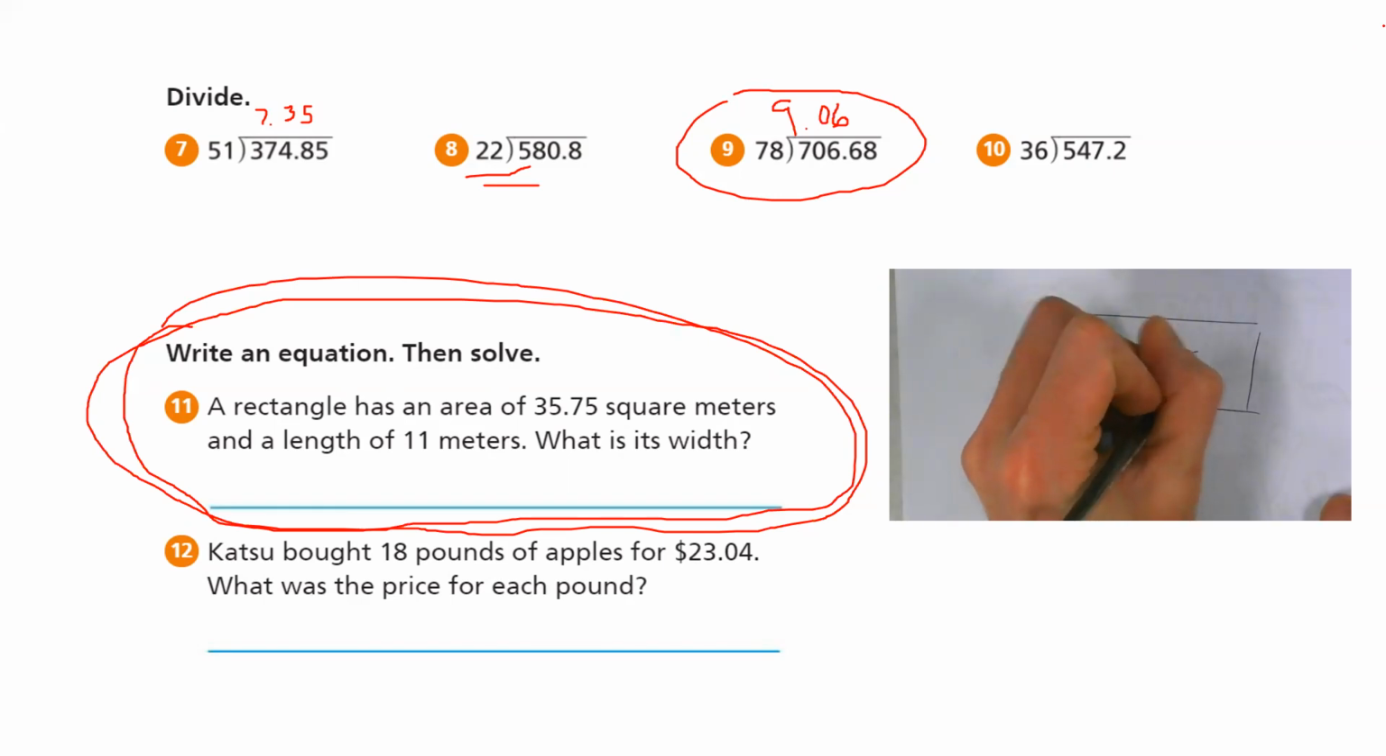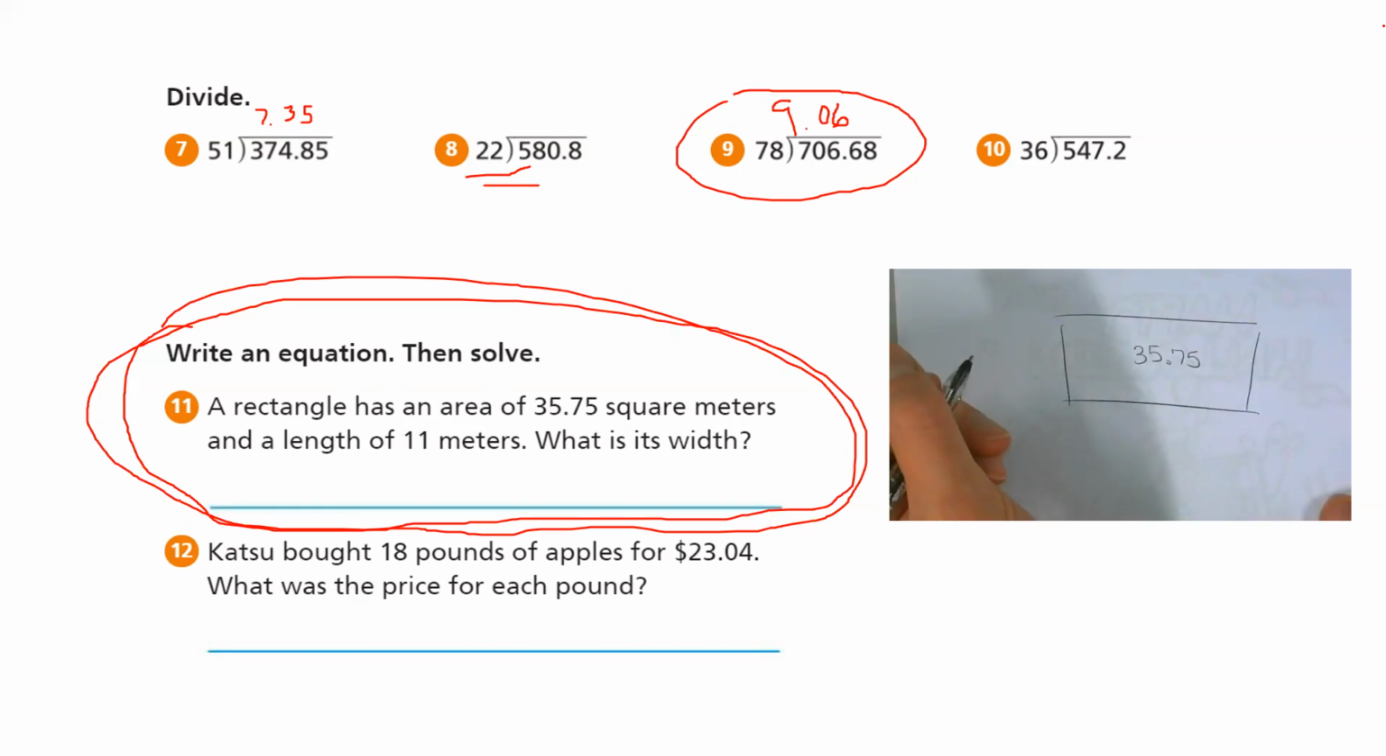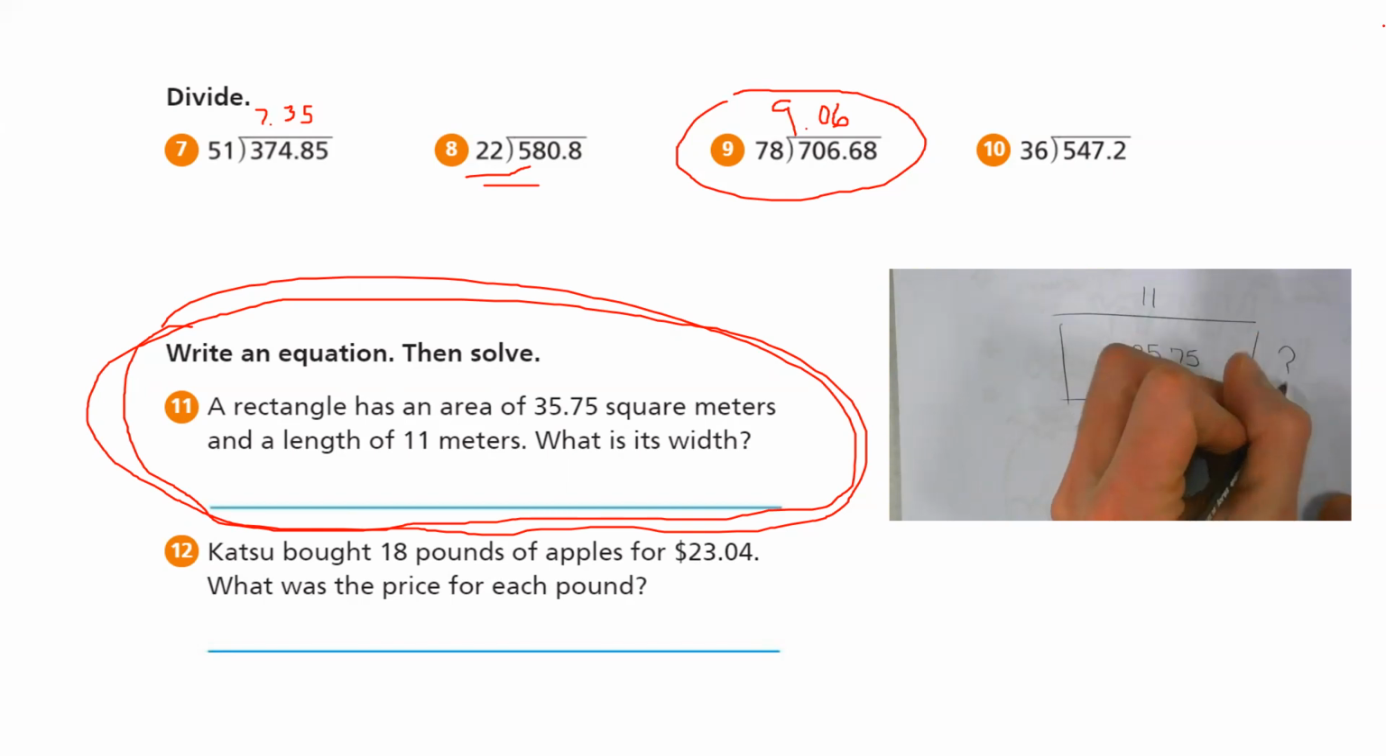35.75, and one of the sides is 11. One of the sides is 11. We don't know the other side. Most of you guys should already know what to do.